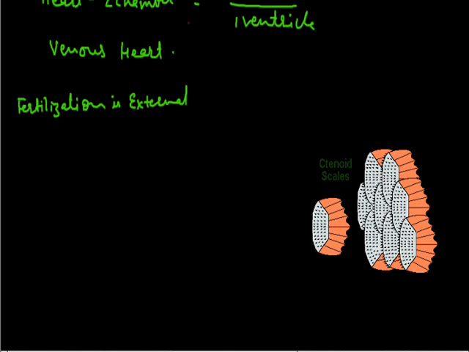Here these are the ctenoid scales. Ctenoid means the scales have spines on their surface. The shape of the scales is almost similar, but they have a spine on their surface, so we call them ctenoid scales. Scales form the exoskeleton in the fish.